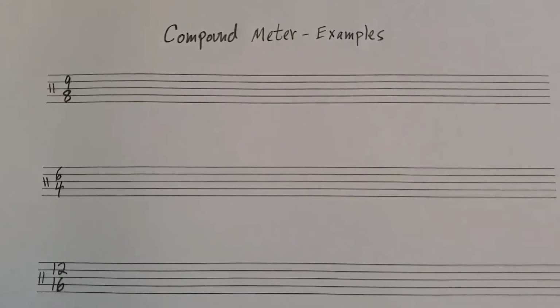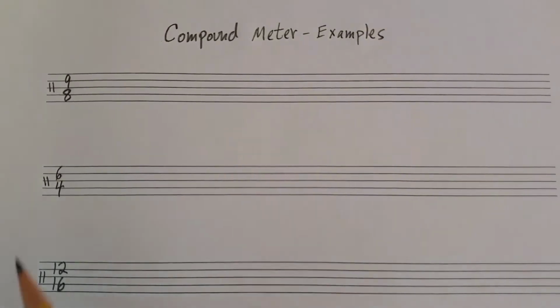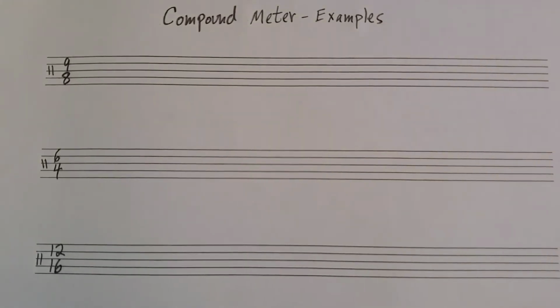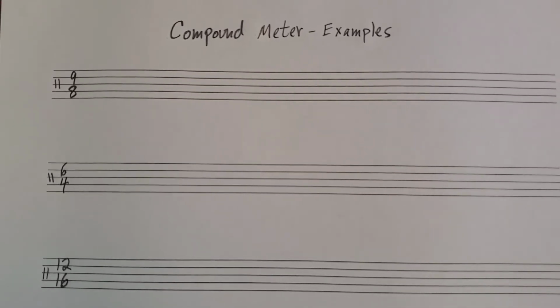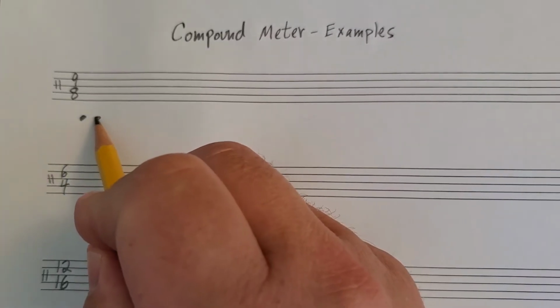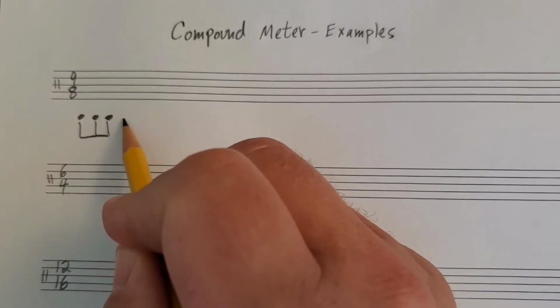The bottom number indicates a note value that actually gets the division of the beat. Not the beat itself, but the division of the beat. So in the case of an 8 in the bottom, we can say that the 8th note is the division. But we can actually say the 8th note times 3 is the division of the beat, because remember, the division of the beat in compound meters is always in groups of 3. So 3 eighth notes equals the division of the beat.